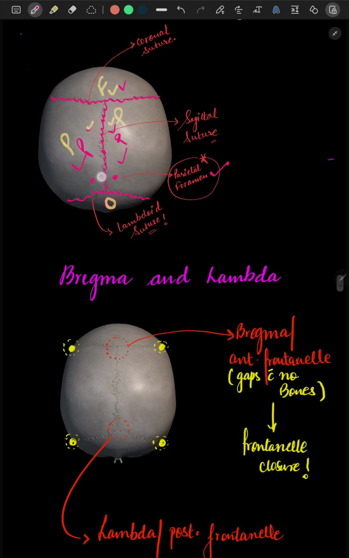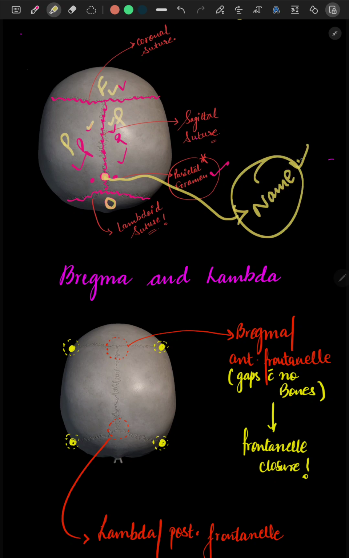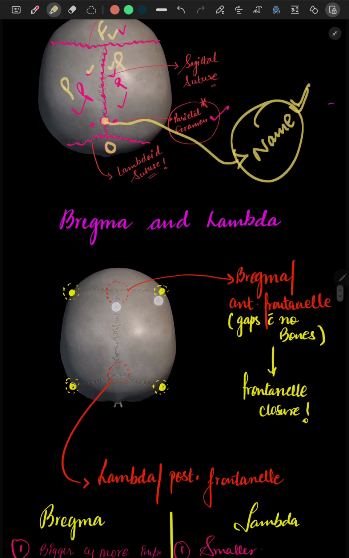Now there is a site which is seen in the center of the skull. I want you all to write the name of this particular site. If you know, please write it down in the comment box, otherwise I will write it, okay?